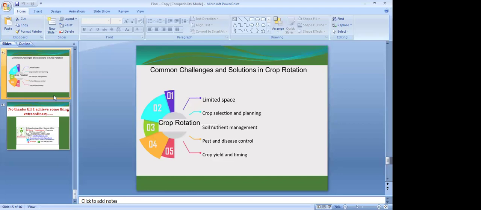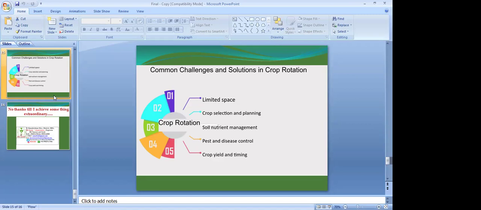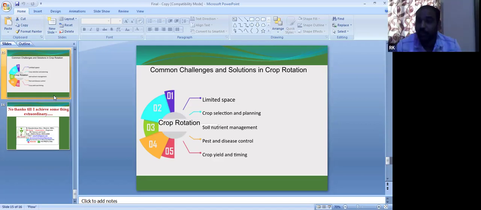And what role does market demand play in determining the choice of crops in a rotation system to optimize revenue? Repeat, madam. What role does market demand play in determining the choice of crops in a rotation system to optimize revenue? Yes, good question. Sir, when I presented the PPT, I said two points.